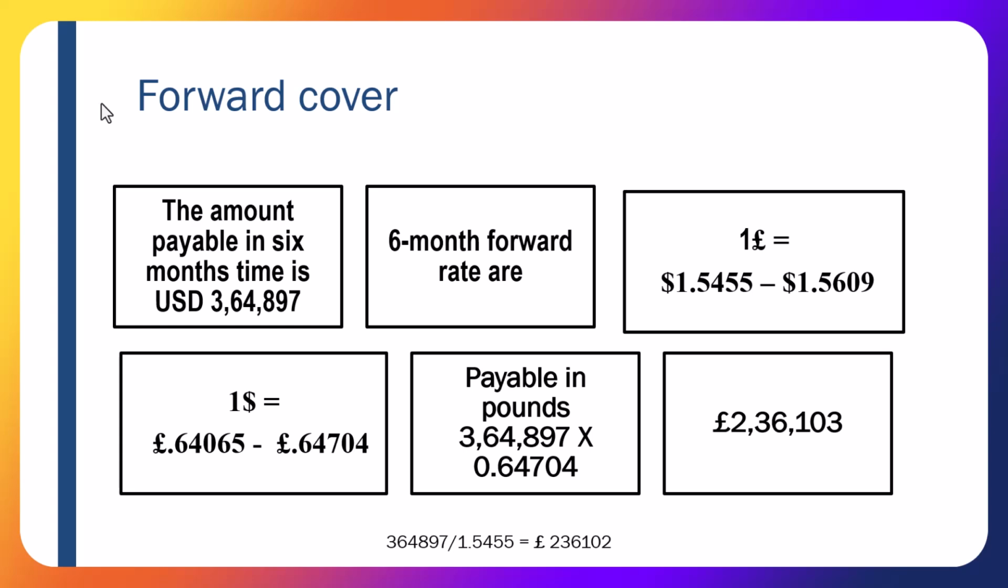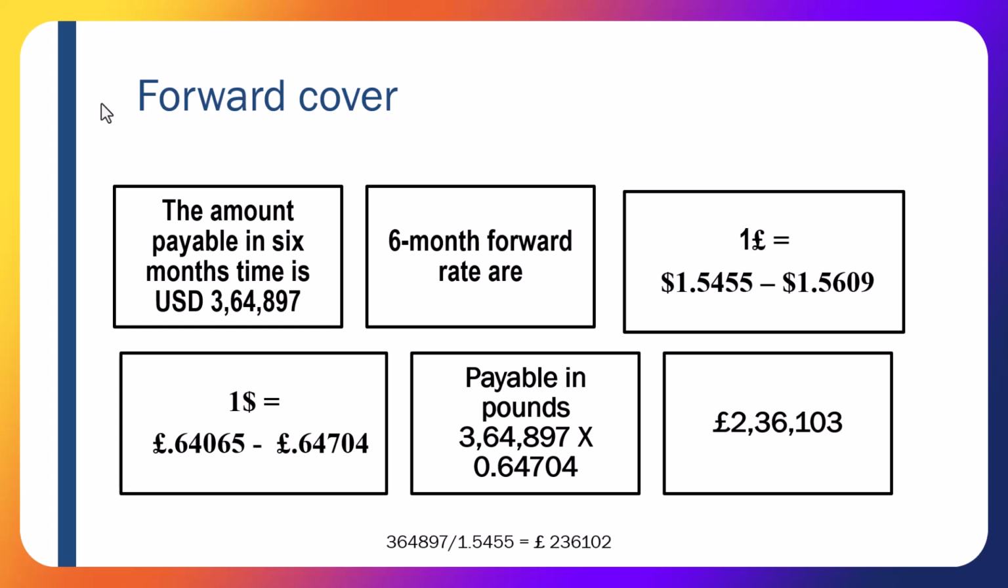Is that clear, everyone? If anyone did not understand, please ask. How have we done this? Because the rates are given as 1 pound equals so many dollars, we convert that to $1 equals so many pounds. It is simple mathematics: we take a reciprocal of both. So 1 divided by 1.5609 will become 0.6065, and 1 divided by 1.5455 will become 0.6. So this is the bid rate, this is the ask rate. For an importer, the ask rate is relevant because he is going to buy dollars. This is for selling dollars, this is for buying dollars.